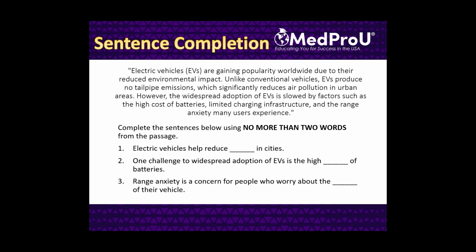So number one, electric vehicles help reduce blank in cities. It's air pollution. The passage specifically mentions how EVs reduce air pollution in urban areas. So cities, urban areas. Number two, one challenge to widespread adoption of EVs is the high blank of batteries. It's the high cost. The answer is cost. The passage clearly states that the high battery costs are a challenge. And lastly, range anxiety is a concern for people who worry about the blank of their vehicle.